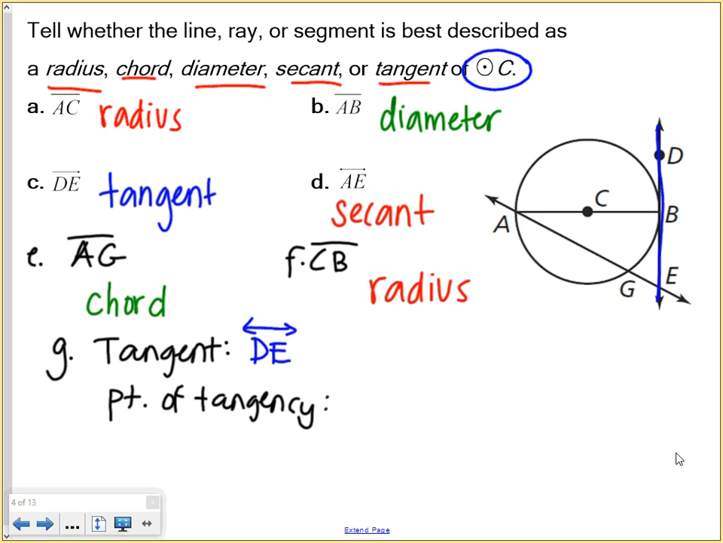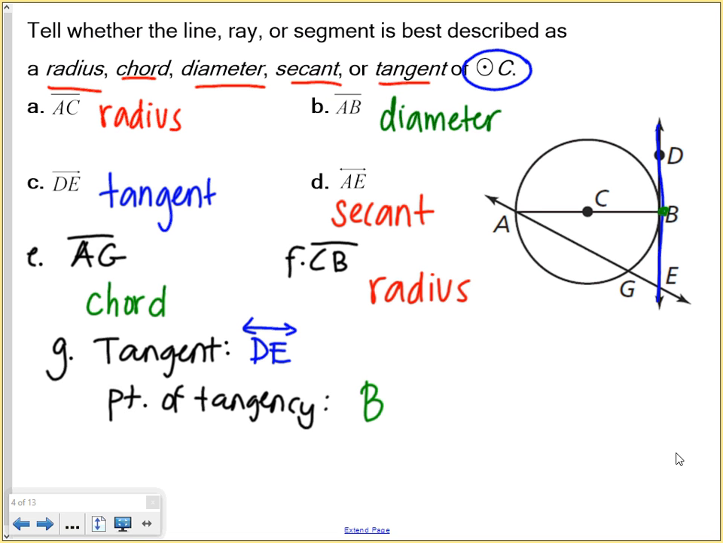Now the point of tangency, there's only one of. The point of tangency is where the tangent touches the circle, which in this case is point B. I colored it and then almost said, tell me which one it is. Okay, questions so far? Pretty straightforward.